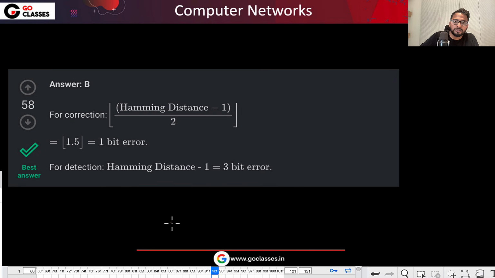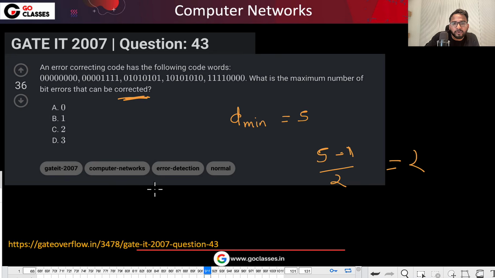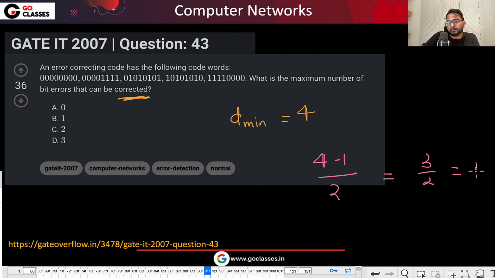Just a second. For the detection, is it coming out to be 4 or 5? These are the 4 bits only. I thought these were 5 bits. Sorry, these are 4 bits only. So the minimum Hamming distance is actually 4. Then how many bits of error can you correct? (4 minus 1) divided by 2, which means 3 by 2, which means 1. You need to take the integer part. So 1 bit of error you can correct.